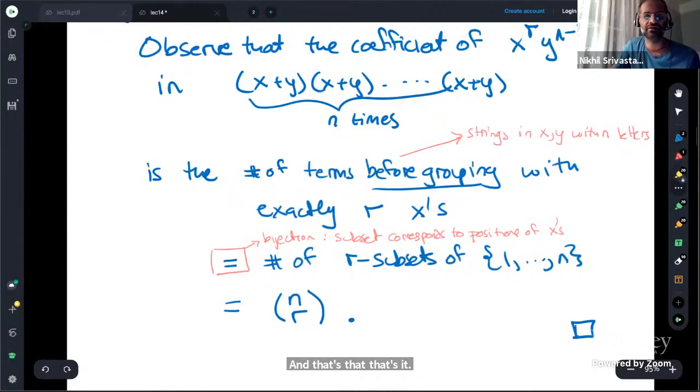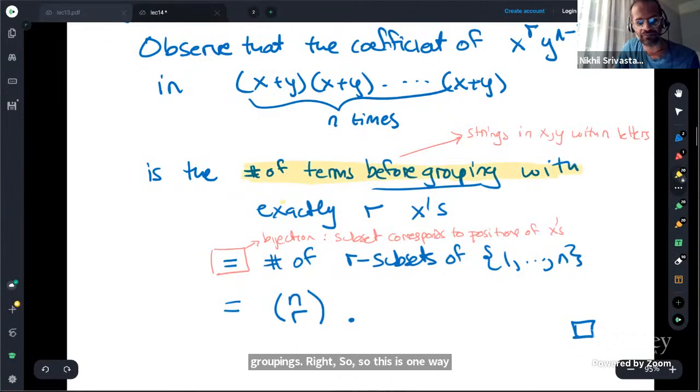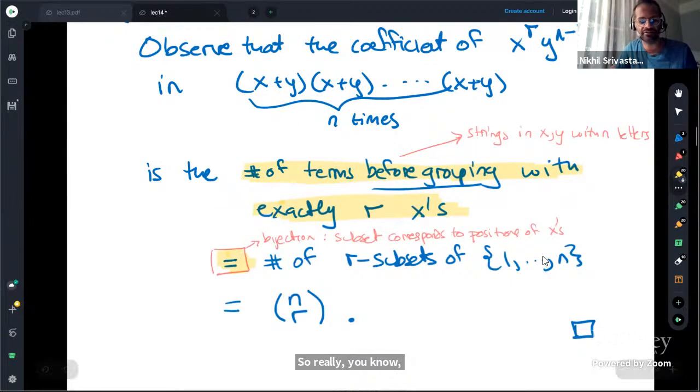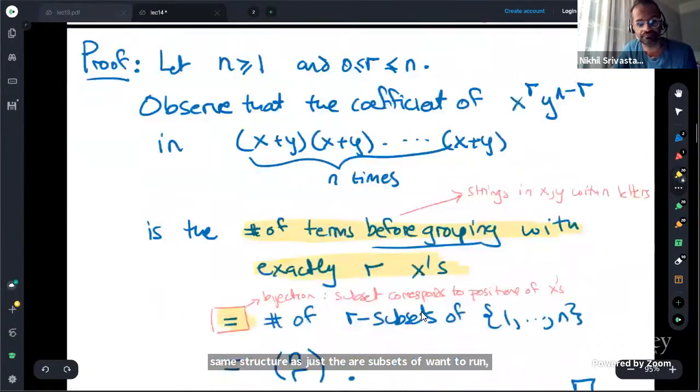I would say the creativity in this part is thinking of looking at the terms before grouping. This is one very interesting creative part. We don't normally do that in algebra. And then the second creative part is to notice this bijection. We're really realizing that these terms have exactly the same structure as just the R subsets of 1 through n, and we know what that is essentially. And that's the proof of the binomial theorem.